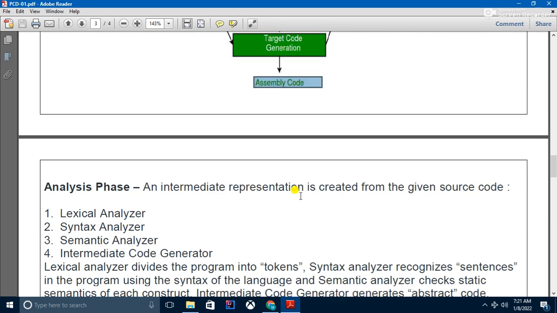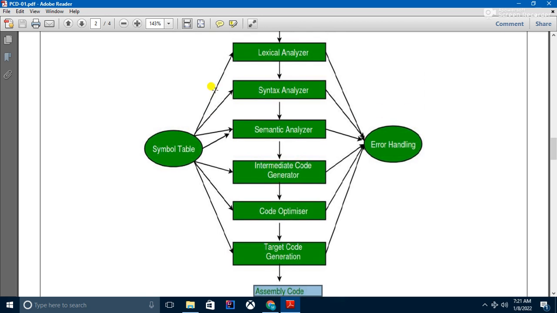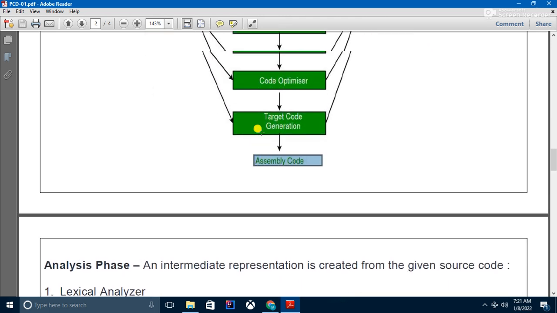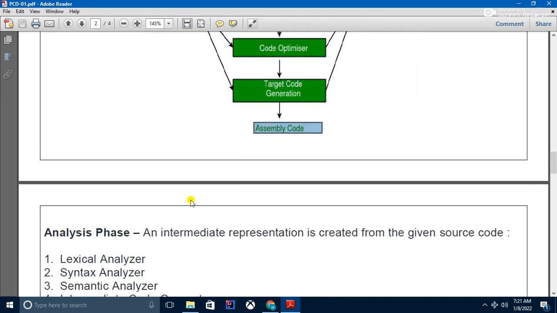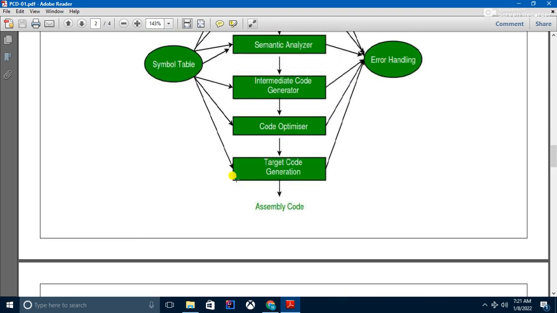When we discuss the total phases, there are lexical analyzer, syntax analyzer, semantic analyzer, intermediate code generator, code optimizer, and target code generation. So a total of 6 phases are there. These phases are again divided into 3 and 3, half and half. The first 3 phases are called the analysis phase. In that we have the lexical analyzer, syntax analyzer, semantic analyzer, and intermediate code generator.